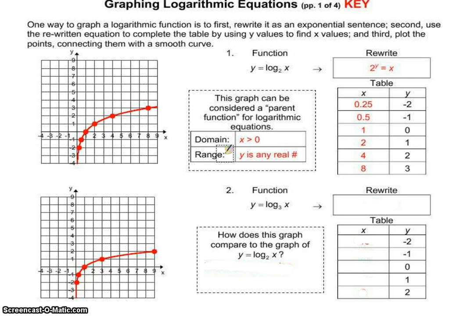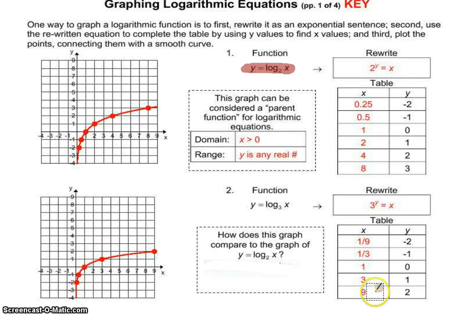So now we're going to do the same thing for the second one. Now remember, I'm going to compare it to what? I'm going to compare it to this because that is considered my parent function. So everything I compare it to is going to be compared to that. So now I know that I can rewrite log base 3 of x as what? That's correct. 3 to the y power equals x. Now, I'm going to go ahead and put my y values because I'm going to plug them in for my x. And then if I plug them in, these are the numbers I'm going to get.